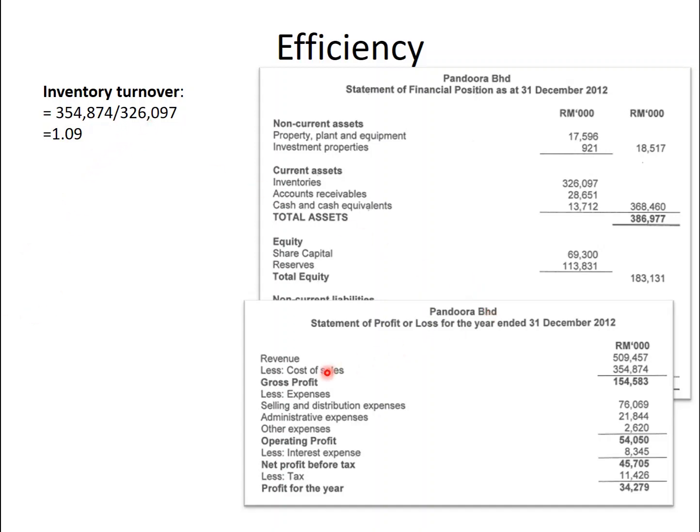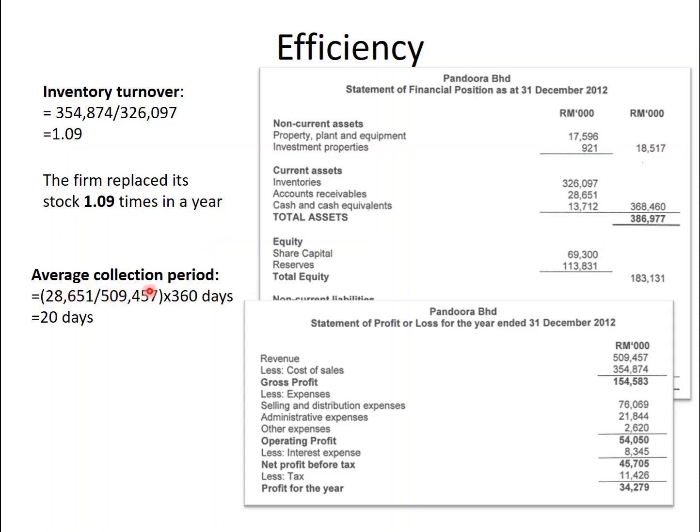The first ratio, which is inventory turnover, the formula is cost of sales divided by average stock or closing stock. So cost of sales is 354,874 divided by average stock. Since there is no information on opening stock, we use closing stock, which is under current assets, 326,097. So we divide, then we get 1.09, which means the firm replaced its stock 1.09 times in a year.